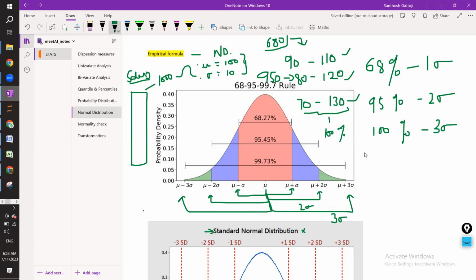So you can just replace mu plus 3 rho, mu minus 3 rho, and whatever values you get, you can at least have an idea of the range of the data, whatever the values in between. The minimum will be 70 and the maximum will be 130. You cannot find values greater than 130 or less than 70. Also, 95% of the data will be between 80 and 120.